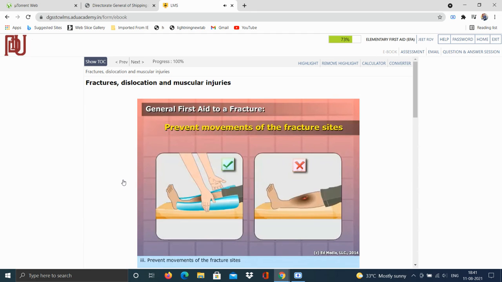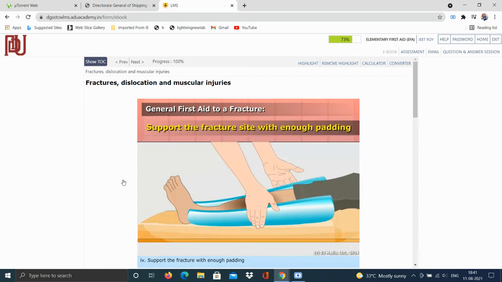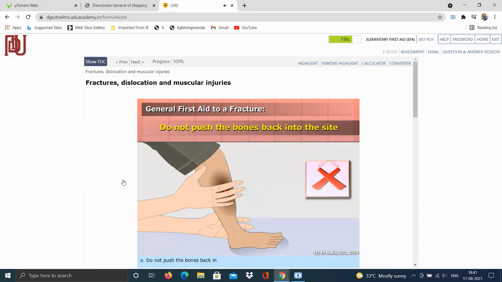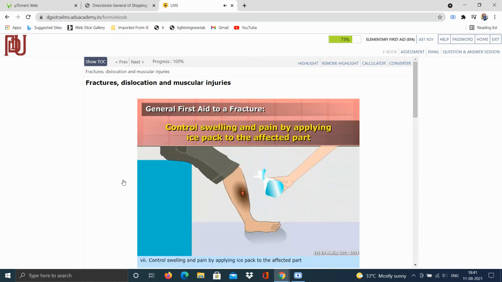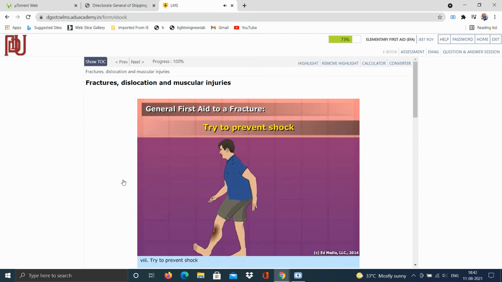3. Prevent movements of the fracture sites. 4. Support the fracture with enough padding. 5. Do not push the bones back in. 6. Provide enough padding before shifting the victim to the hospital. 7. Control swelling and pain by applying ice pack to the affected part. 8. Try to prevent shock.